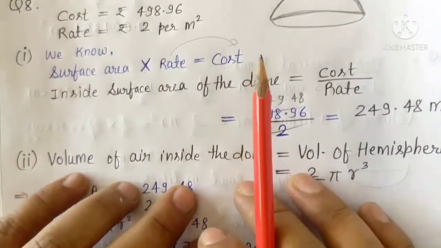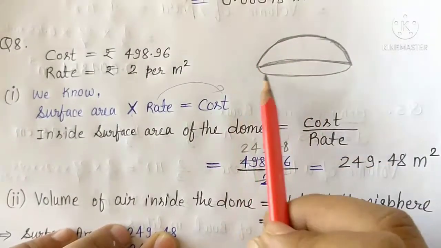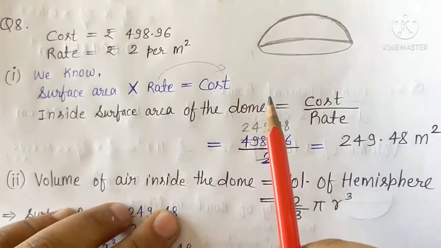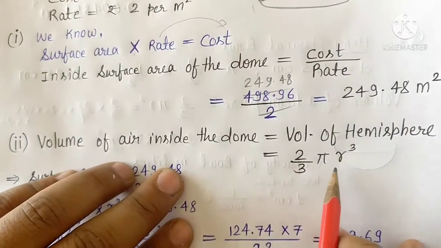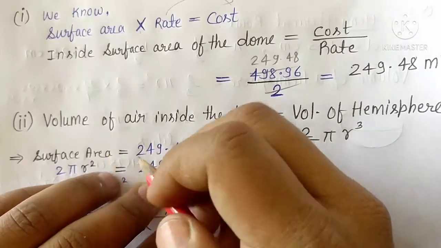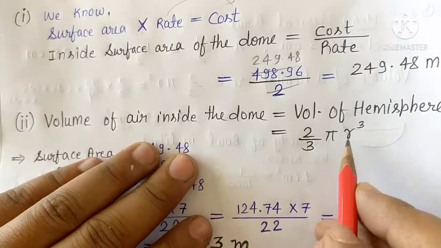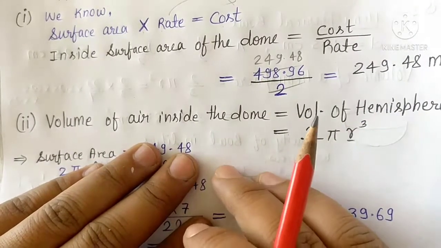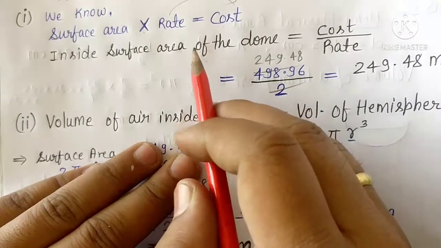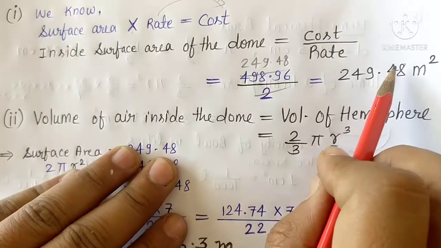Now they are asking the volume of air inside the dome. It's a hemisphere. It is not a full sphere. So we have to find the volume of the hemisphere, which is 2/3 pi r cube. But the question arises: is r given? No, r is not given. So on the basis of surface area we will find r, because we have just found the surface area, that is 249.48 meter square.